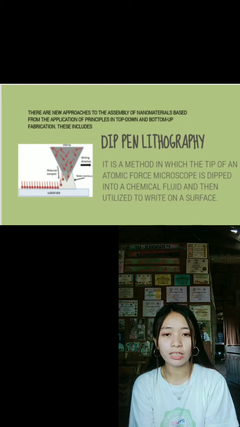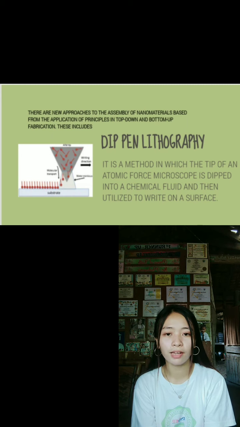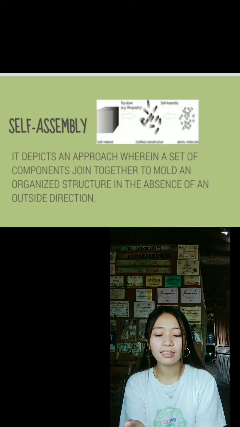There are new approaches to the assembly of nanomaterials based on the application of the principles in top-down and bottom-up fabrication. This includes dip-pen lithography. It is a method in which the tip of an atomic force microscope is dipped into a chemical fluid and then utilized to write on a surface. The second, self-assembly. It depicts an approach wherein a set of components join together to mold and organize structures in the absence of an outside direction.